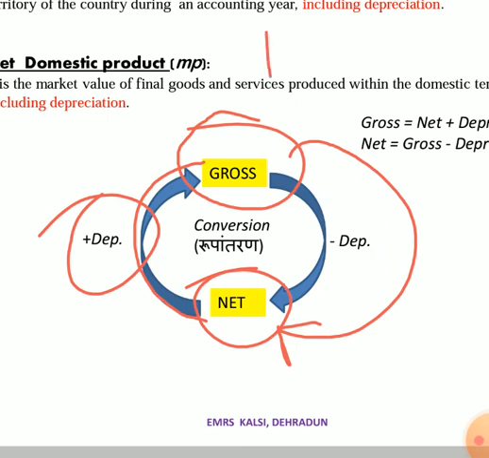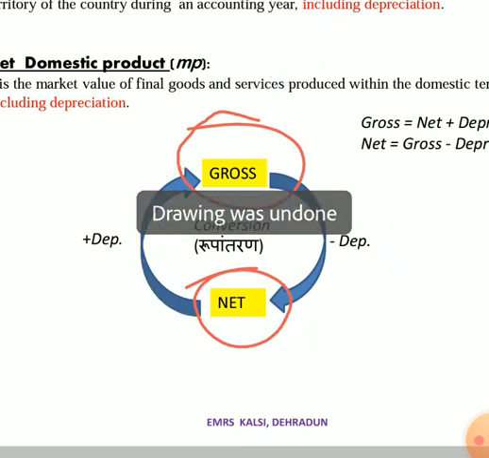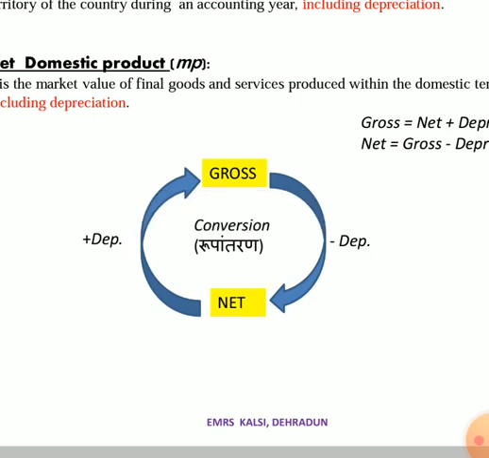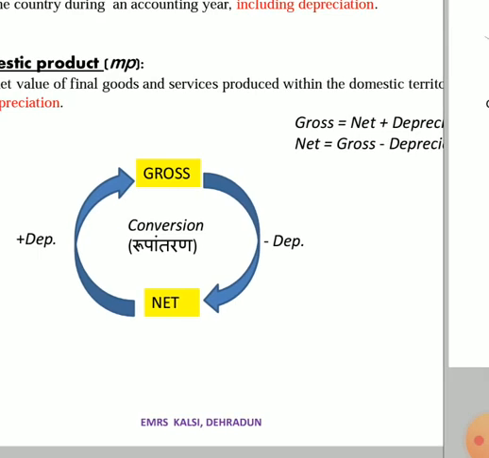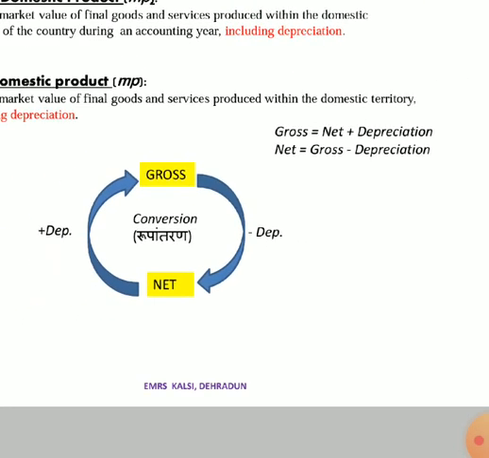So this is our first formula, we can say. What is the formula? It is the formula of converting gross into net and net into gross value. Here I've written, you can see, gross equals net plus depreciation. If we have to convert net into gross value, we will add the depreciation. If we have to convert gross into net value, we will subtract the depreciation.